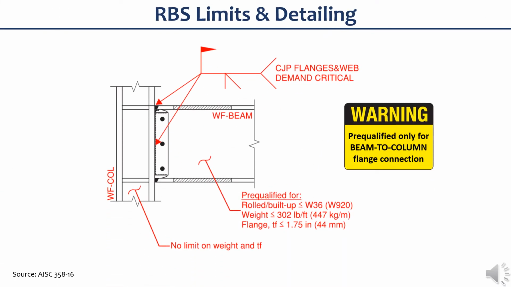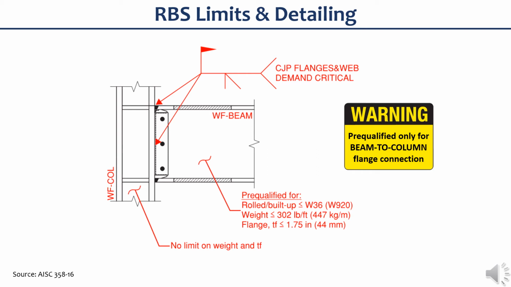With this connection, the beam flanges are field welded to the column flanges using CJP welds that must be detailed as demand critical. Similar to the beam flanges, the beam web is also CJP welded in the field. Now, since the performance of RBS is not highly sensitive to the geometry of the weld access hole, specific access hole geometry is not required.